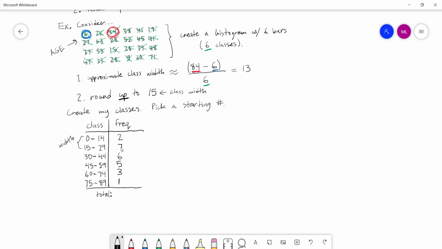So 2 plus 7 is 9. I'm going to add 6 to that. That gives me 15. Plus 5 more is 20. Plus 3 is 23. Plus 1 more is indeed 24. So I didn't miss any numbers, at least. My total is correct. So this is what the frequency looks like. I'm pretty sure I got these numbers right.